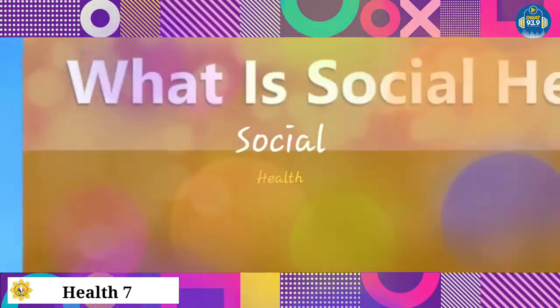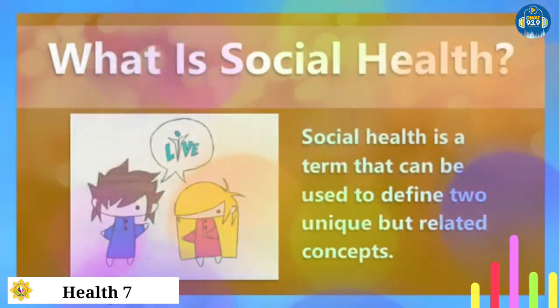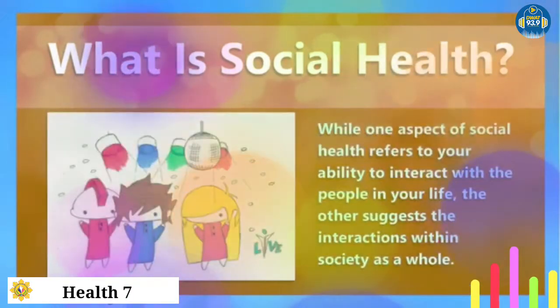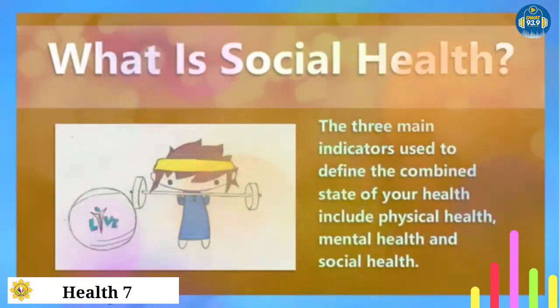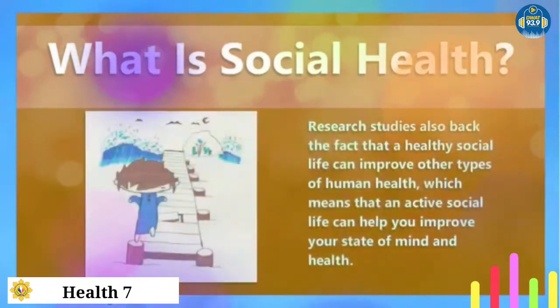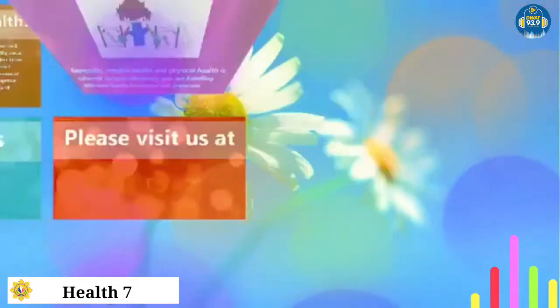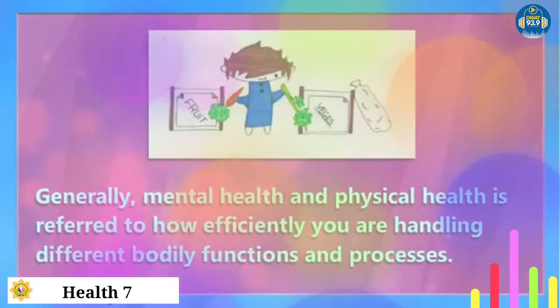What is social health? Social health is a term that can be used to define two unique but related concepts. While one aspect of social health refers to your ability to interact with the people in your life, the other suggests the interactions within society as a whole. It is considered to be one of the most important factors that define individual health, as it indicates your social health in different settings. The three main indicators used to define the combined state of your health include physical health, mental health, and social health. Research studies also back the fact that a healthy social life can improve other types of human health, which means that an active social life can help you improve your state of mind and health. Generally, mental health and physical health is referred to how efficiently you are handling different bodily functions and processes.